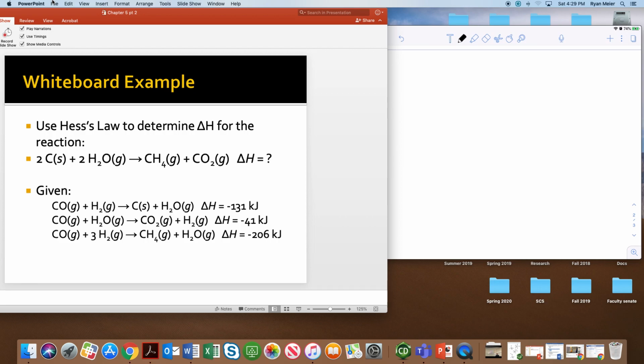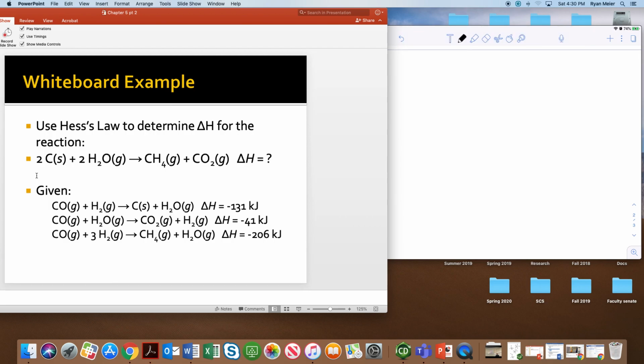So this is how problems like this are going to work. We're asked to use Hess's law to determine delta H for this overall reaction, given the delta H's for these three different reactions at the bottom. So how do we approach problems like this?